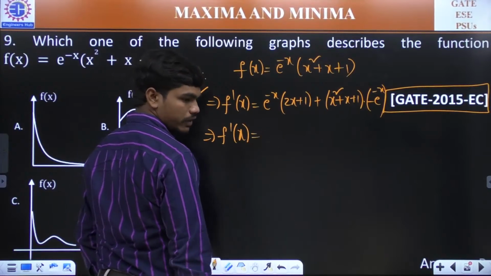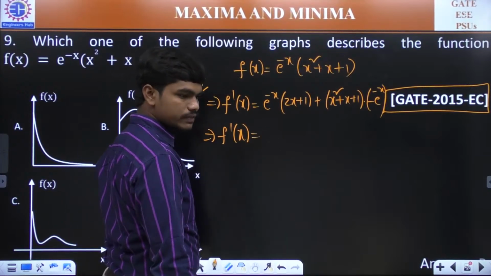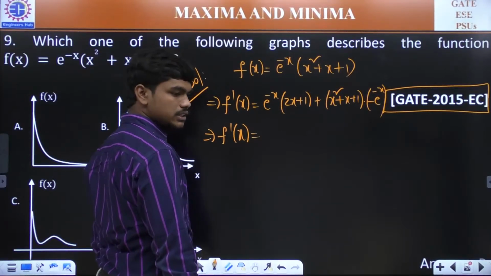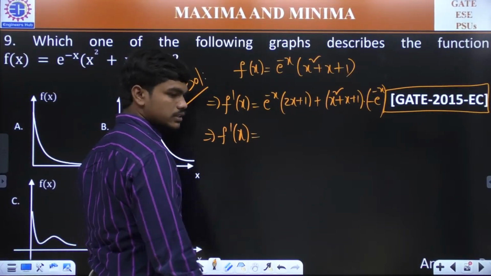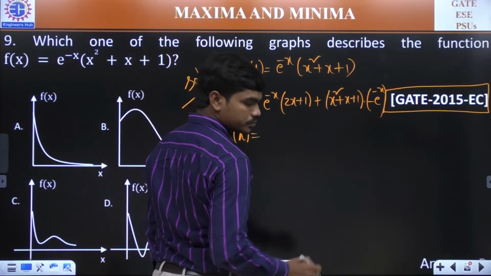f dash of x is equal to option D, because second derivative is positive. Muhammad Anish, okay, let us see. Lokesh, it's D, okay, let us see.